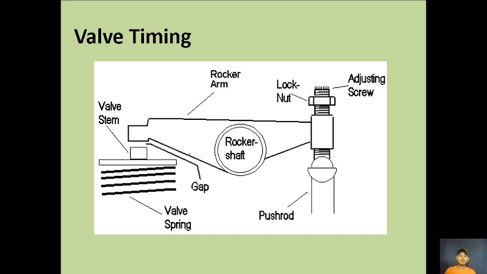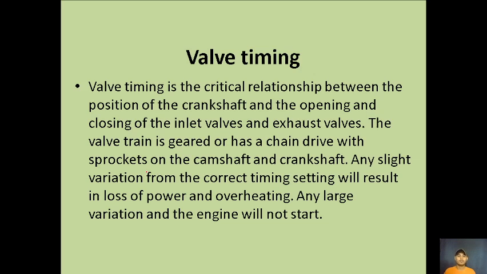Valve timing is putting a gap in here, in between the rocker arm and the valve, intake and exhaust valve. Valve timing is the critical relationship between the position of the crankshaft and the opening and closing of the inlet valves and exhaust valves. The valve train is geared or has a chain drive with sprockets on the camshaft and crankshaft. Any slight variation from the correct timing setting will result in loss of power and overheating. Any large variation and the engine will not start.